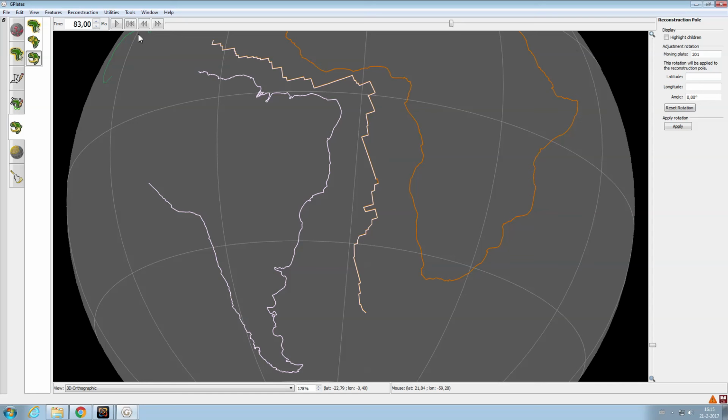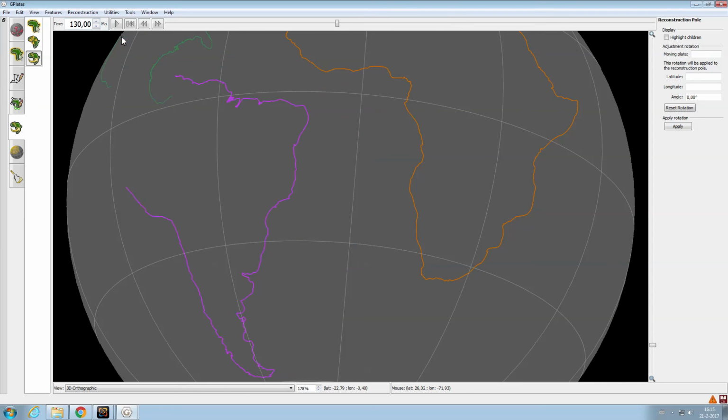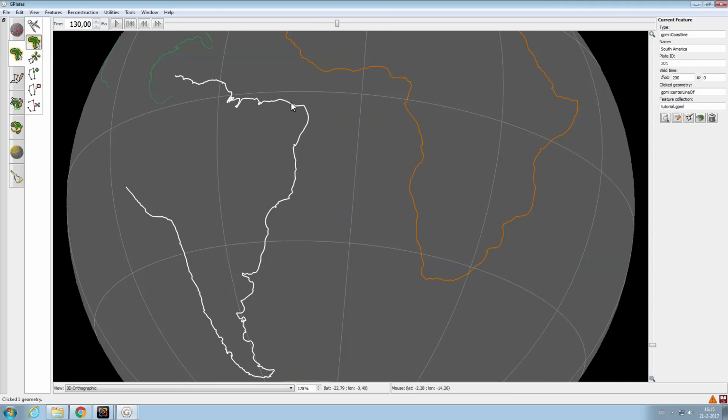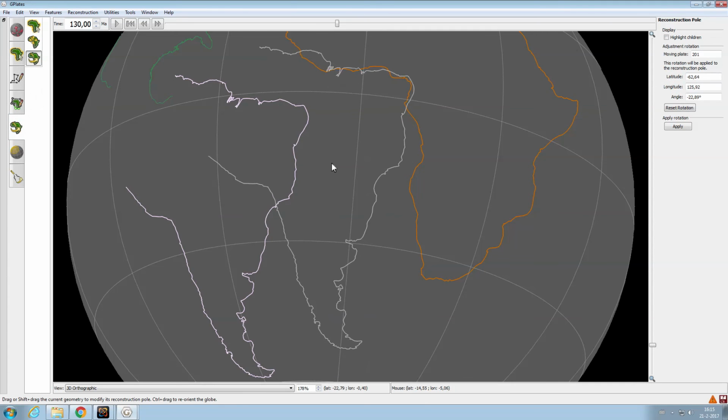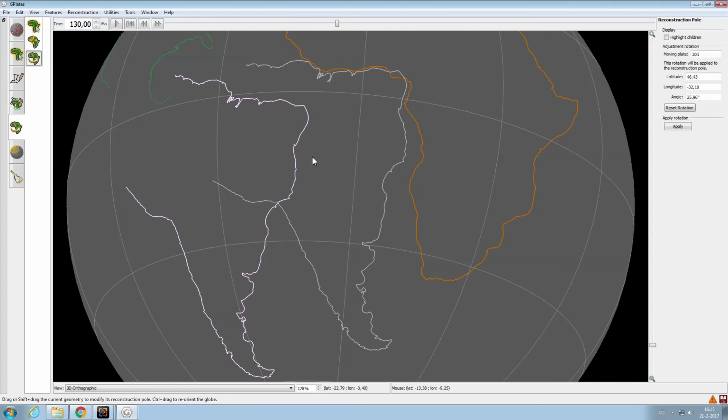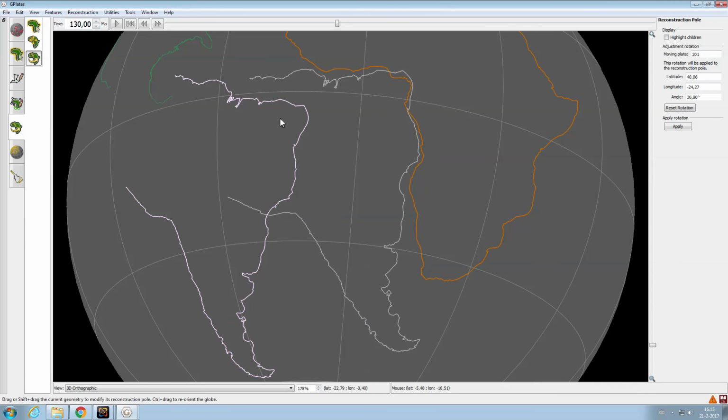So even though we cannot make that part of the reconstruction, we do know, based on the geology of the continental margins of both Africa and South America, that the South Atlantic must have started opening around 130 million years ago. So what we can do is make a fit of Africa and South America at 130 million years ago. So again, I'm going to drag South America and just make a nice fit of them. Something like that.